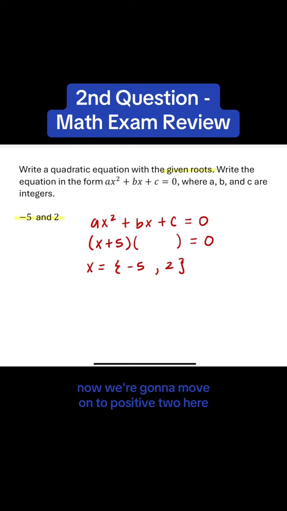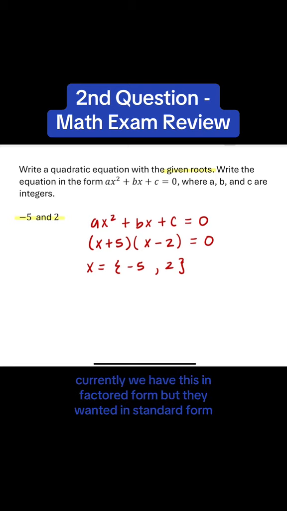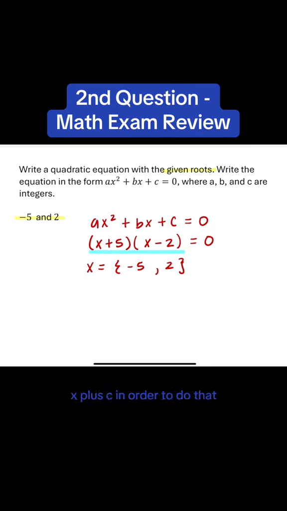Now we're going to move on to +2 here. We want to make sure we do the opposite, so we're going to do -2. So we're going to have x minus 2. Again, that's going to give me that solution of +2 once I set it equal to 0 and solve. Now, currently, we have this in factored form, but they want it in standard form. So this is ax squared plus bx plus c.